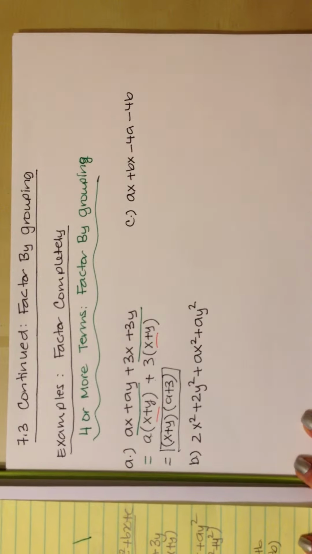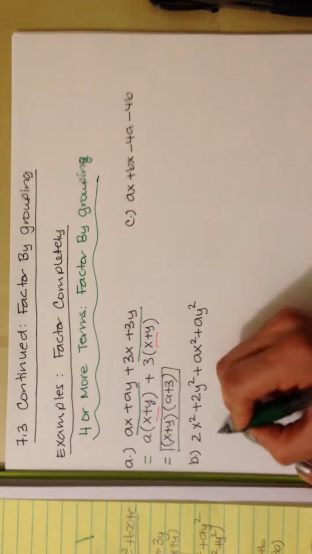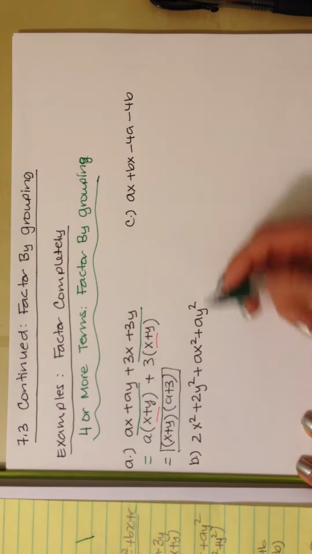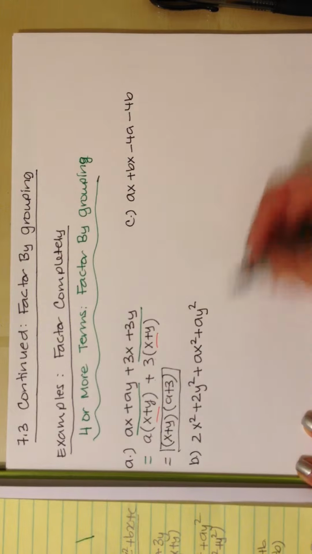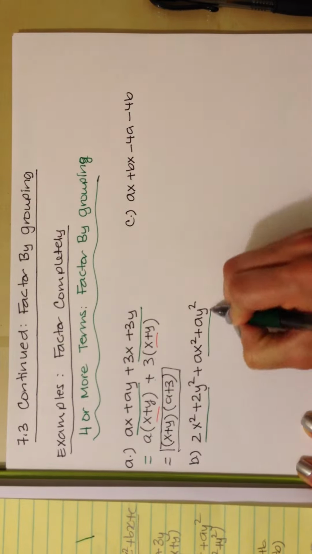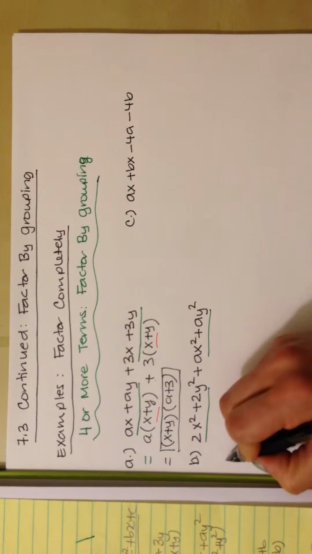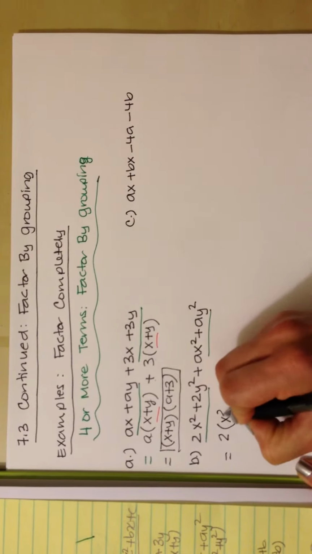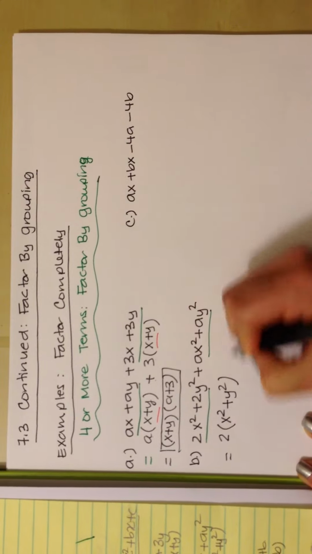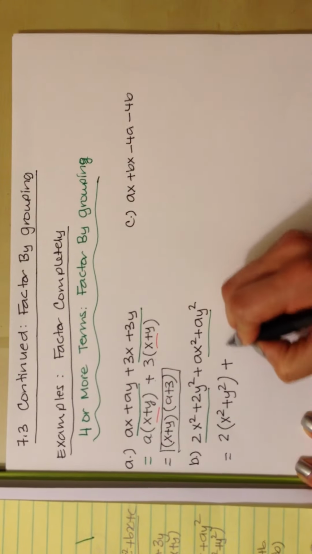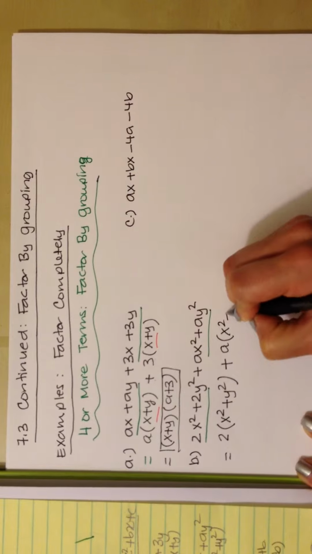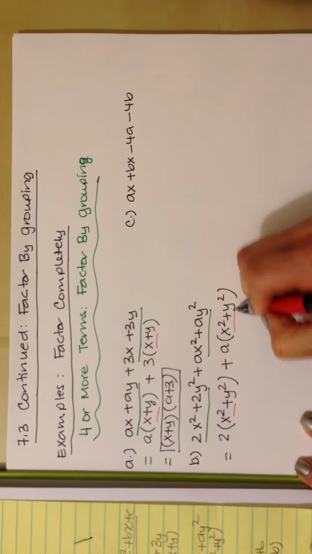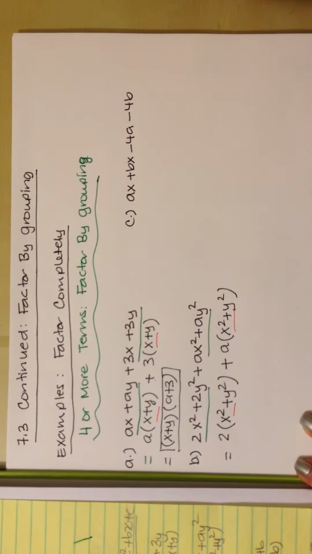Okay, next example. Same idea. We have 4 terms, 1, 2, 3, 4. That tells me I have to factor by grouping. First 2, last 2. Take out the GCF, which in this case is 2 times x squared plus y squared, plus GCF A, x squared plus y squared. These are exactly the same, so I know I factored correctly.